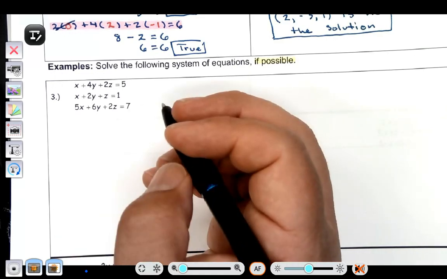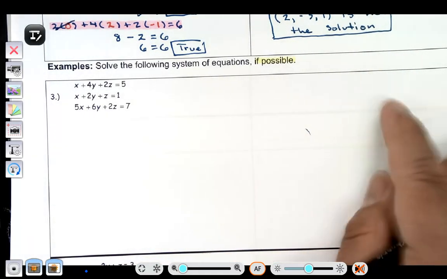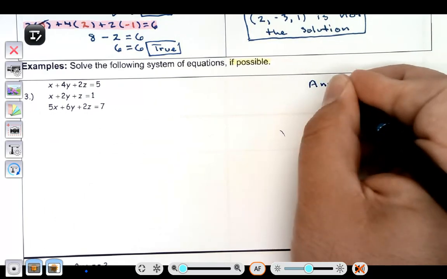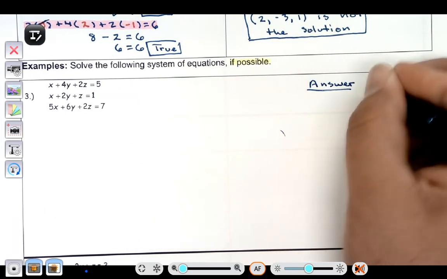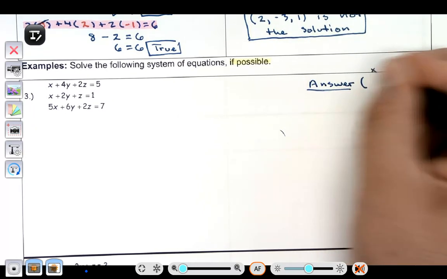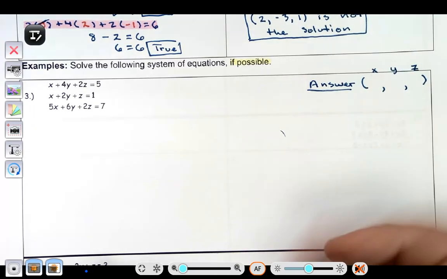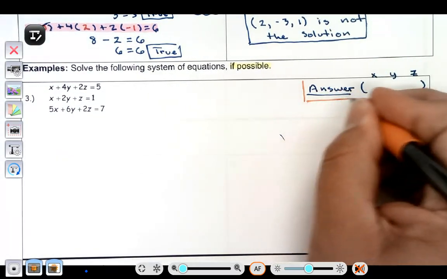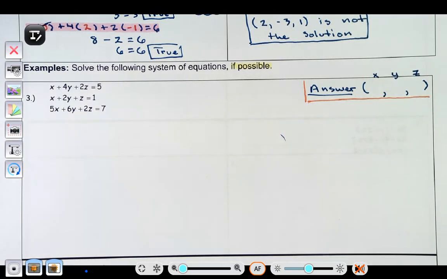So if it has 3 letters, don't forget the goal. In fact, I have all this space, but I'm going to write it over here. I'm going to start getting a spot ready for my answer. Remember, my answer are 3 numbers. I've got 3 spaces to fill out. I've got my X, I've got my Y, and I've got my Z. So I'm just going to get that box ready just in case.